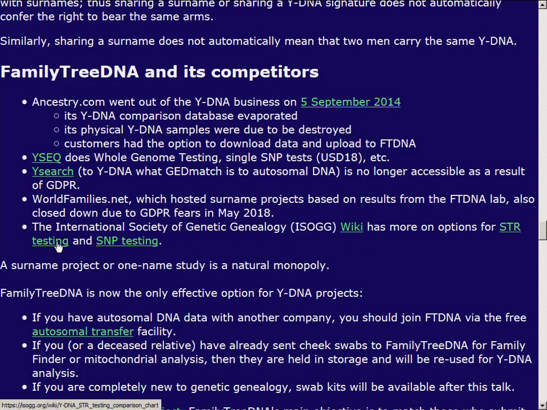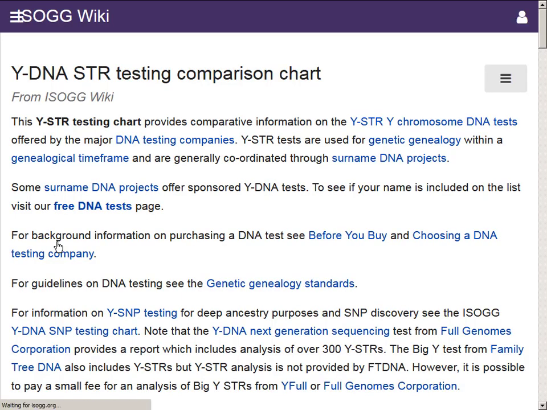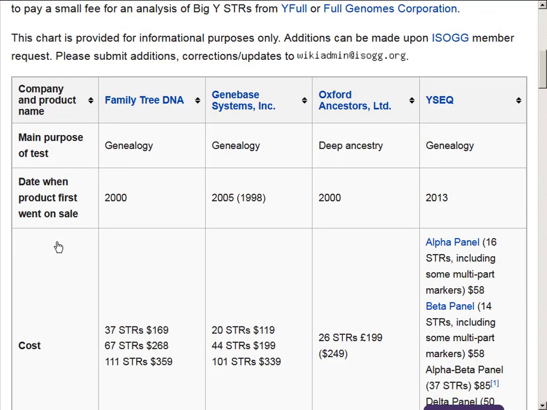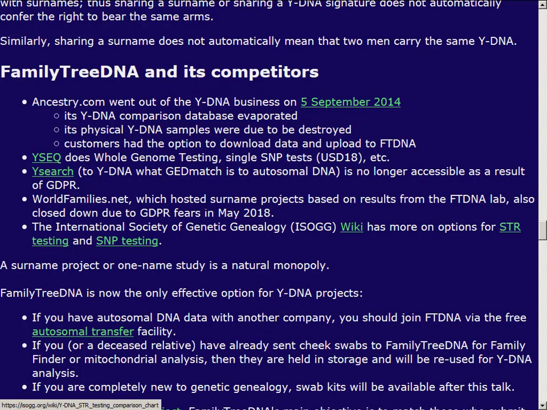And if you want to read about the other companies in the Y-DNA business, there's 2 pages on the wiki of the International Society of Genetic Genealogists, which list the relevant companies and what they actually do. So there's about 4 companies involved in one way or another in STR testing, and there's a few more in SNP testing. But Family Tree DNA is the only one that runs surname projects, and really a surname project is a natural monopoly. There's no point in having 2 Waldron projects, and the Waldrons from that side of the room in one project and the Waldrons from that side of the room in another project, and not being able to compare them.